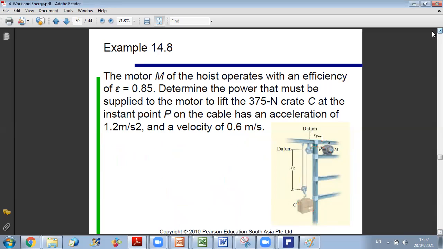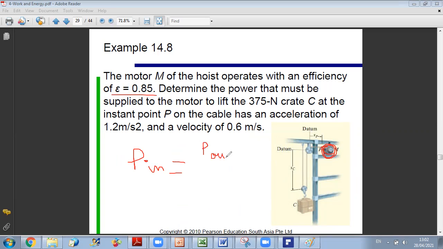Just before, and don't forget at the end to divide by the efficiency. Once you get P out, to get P input, due to losses, you might have mechanical losses, you might have friction losses at the motor level. So you should divide P output by the efficiency, which is 85%. So P in is P out over 0.85.